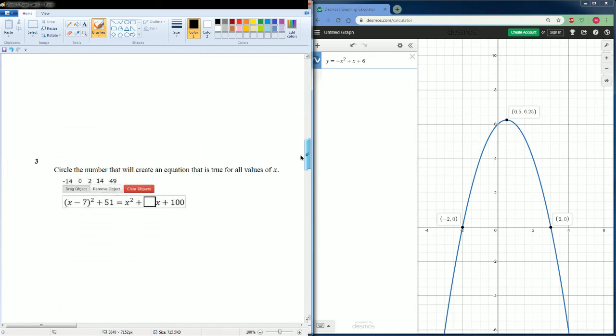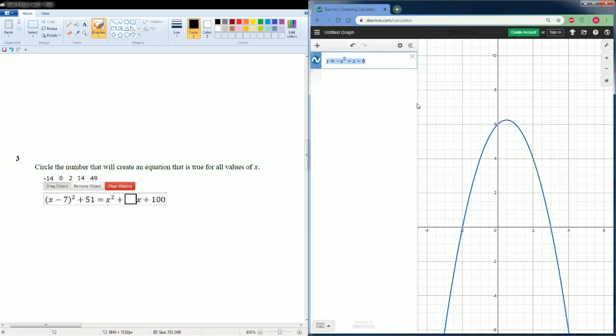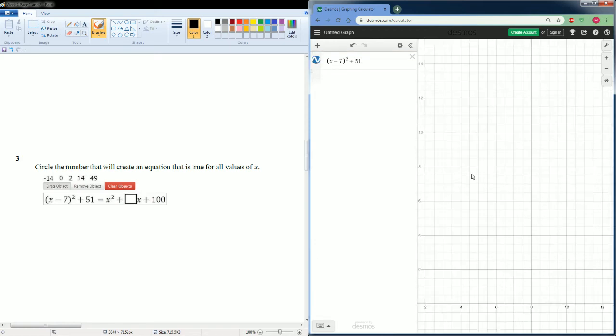Let's do the next one. Circle the value that will make this equation true. Okay, let's graph the first equation and we're just going to match it with the second equation. So the first equation that they give you is parentheses x minus 7 to the second power plus 51. So this is how the first one looks.